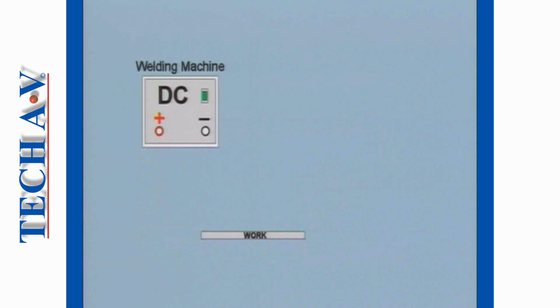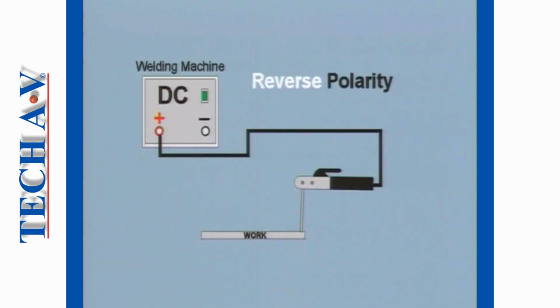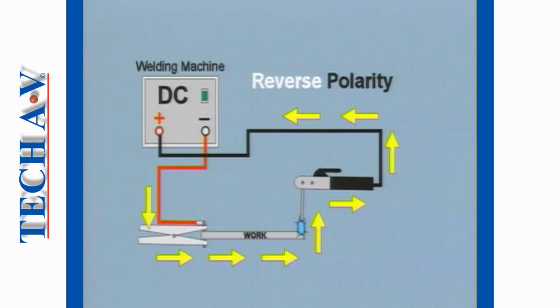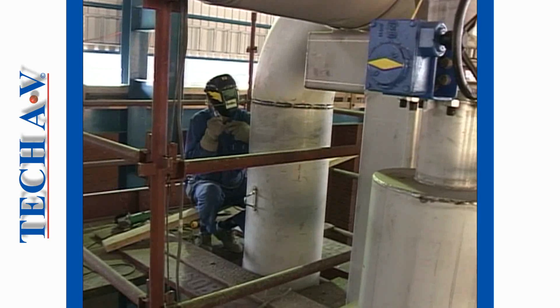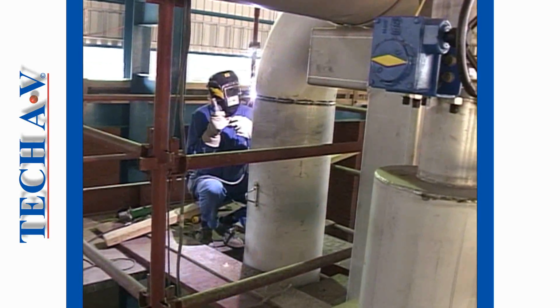However, with DC circuits, we can still operate when the leads are switched over, with the electrode lead connected to the positive connection and the work lead to the negative. In this configuration, the circuit is considered as being reverse polarity. It is the ability for the welder to change polarity that makes a DC machine more versatile than AC.